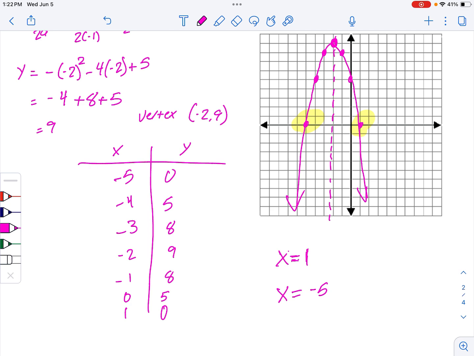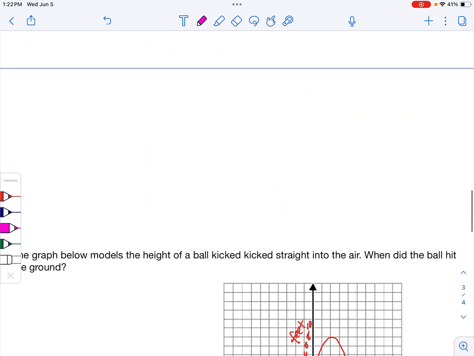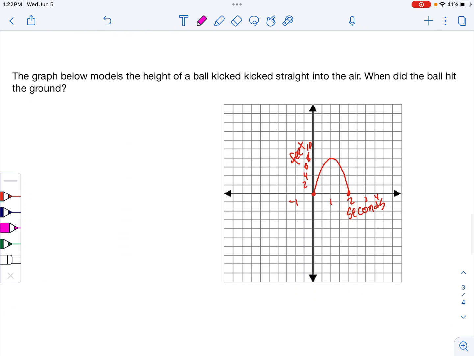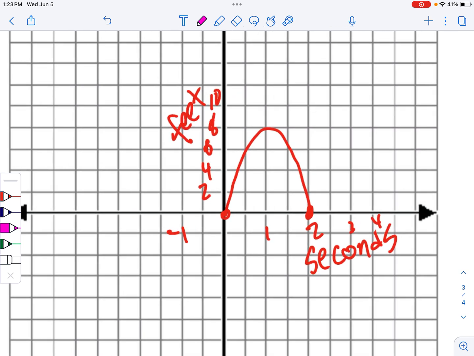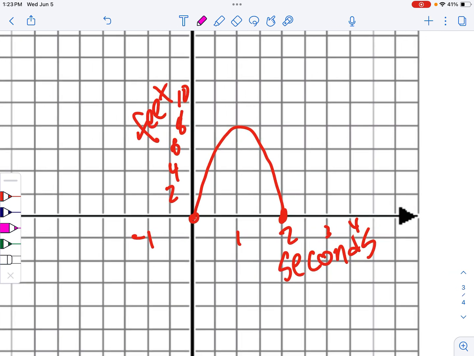So our last problem today, we're just going to look at a graph and answer a question. The graph below models the height of a ball kicked straight into the air. When did the ball hit the ground? Well, this is just graphical interpretation. What's happening here is we are kicking a ball into the air, and it goes really, really high. It looks like it goes up 8 feet, and then it comes crashing down.